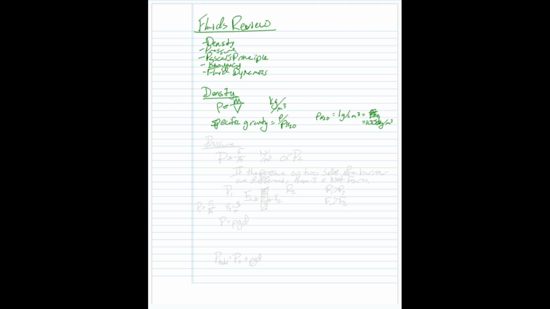per meter cubed. Pressure is defined as being the force applied to an object divided by the area over which that force is applied. It can be measured in newtons per meter squared, or more often we're going to measure it in pascals. One thing to note, if the pressure on two sides of a barrier are different, there will be a net force.